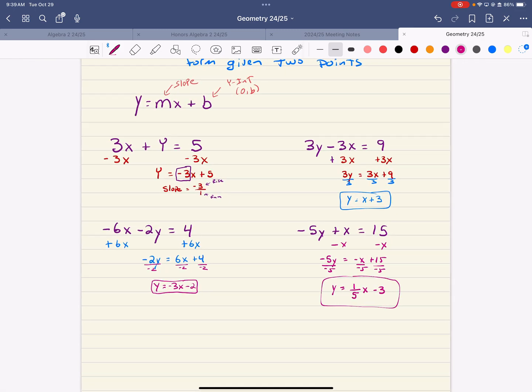Okay, so solving for y. It's something you've done before, but what this is going to allow us to do is put it in this form so that we can talk about whether these two lines are going to be parallel or perpendicular to each other.